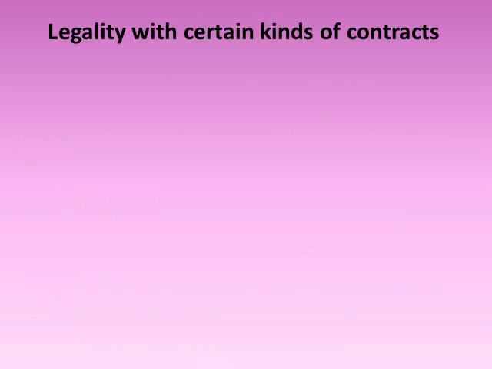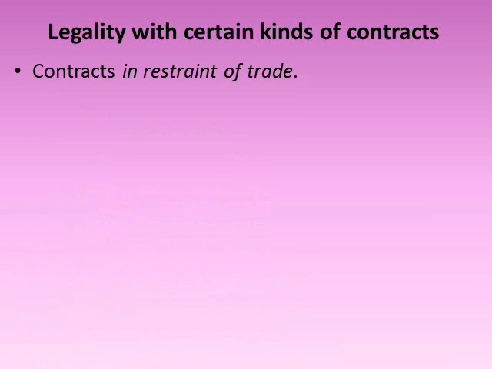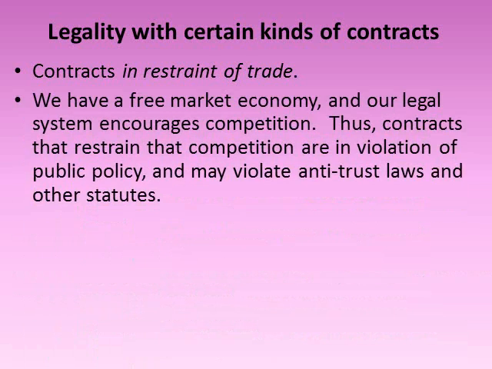Well, there are certain types of contracts where we might have some kind of legality problem too, and we'll look at some of those in detail here. The first one is a contract in restraint of trade. Well, we live in a free market economy. Our legal system encourages competition, and we like lots of different suppliers and supply and demand to set prices and all that kind of good stuff you learn about in economics.